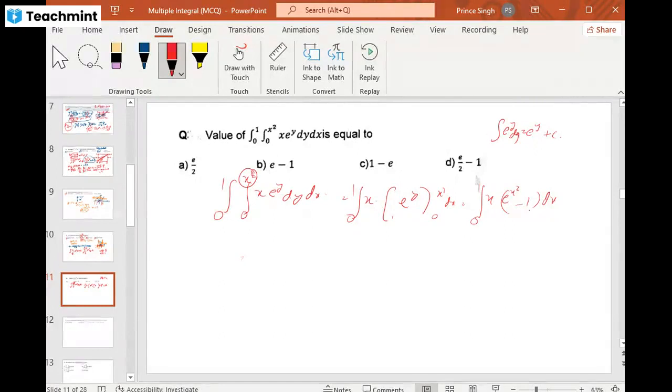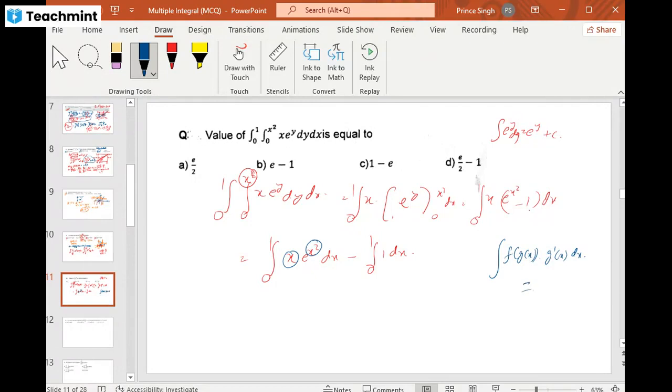Now, if I separate the integral, then this is integral 0 to 1 x into e power x square dx minus integral 0 to 1 dx. In the first integral, it is like a composition of functions, and beside this we have a function. When we have a composition of functions, say f of g of x, then we expect the derivative of the function to be present beside this. If so, then the value of this integral is capital F of g of x, where capital F of x is the integral of small f of x.